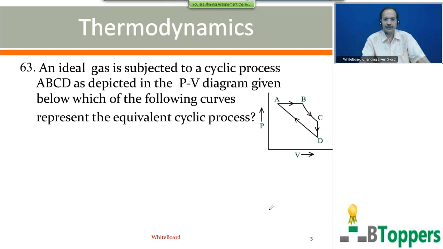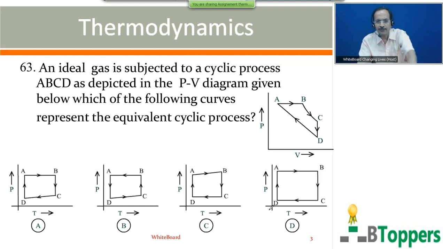An ideal gas is subjected to the cyclic process ABCD as depicted in the PV diagram given below. Which of the following curves represents the equivalent cyclic process? So this question was also given in one of the previous MHT-CET exam papers. You are given 4 options showing the PT diagram. That means you have to draw the PT diagram for the given cyclic process which is represented in the PV diagram.